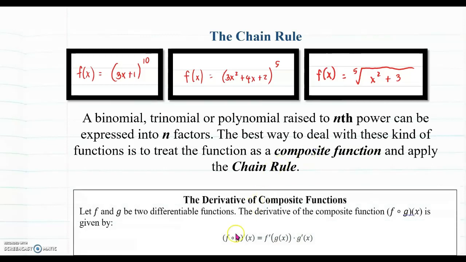By definition, the derivative of composite functions: let f and g be two differentiable functions. The derivative of the composite function f composed with g of x, (f∘g)'(x), is equal to f'(g(x)) times g'(x).